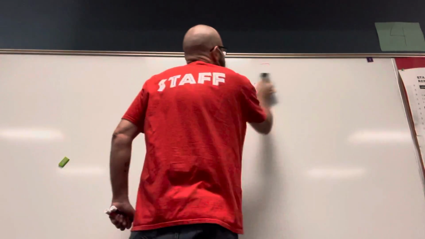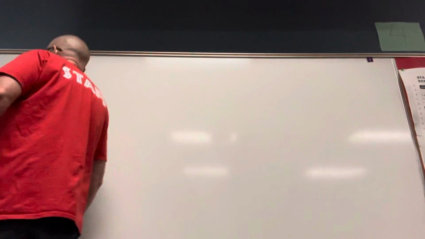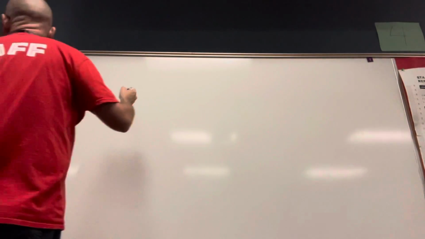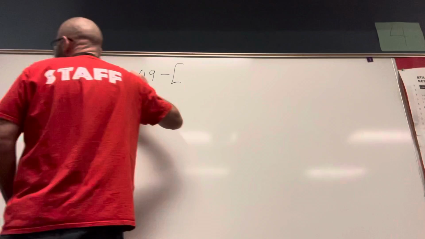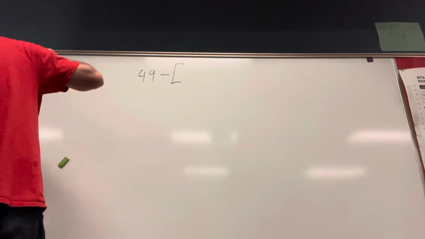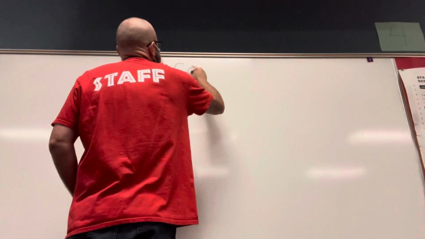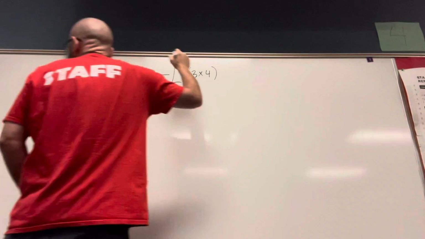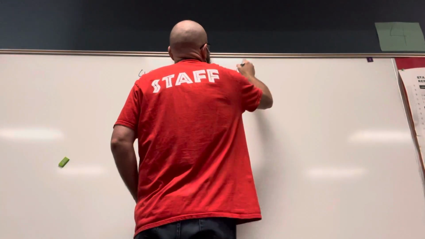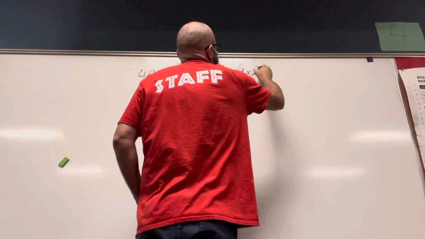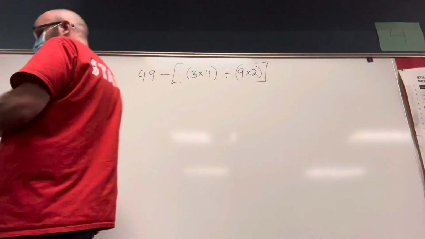And the last one I'm going to do with you guys is number 6. So I have 49 subtract, and inside my brackets I have 3 times 4, and then I have plus 9 times 2. And then we have brackets.